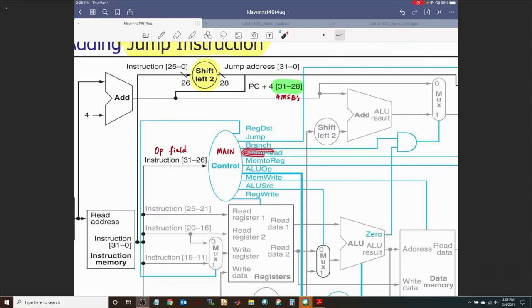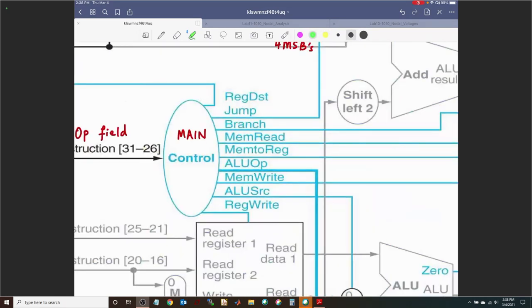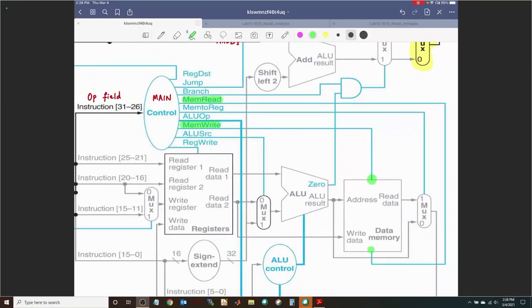Memory read and memory write, though, where is memory write? Memory write, right here. So memory read and memory write are going to the memory, right, for read and write access. So are you writing to memory or are you reading from memory? Whether you're doing a load word or you're doing a store word.